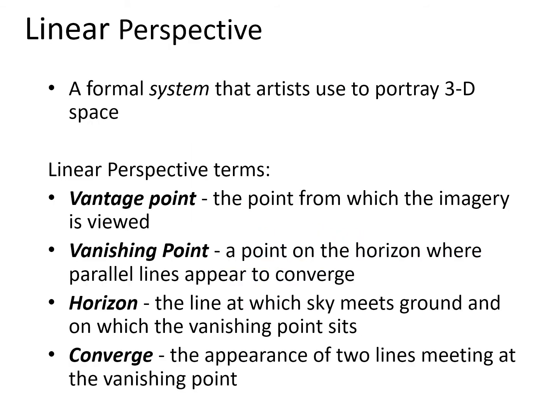Linear perspective is a system. It was developed in the early Renaissance, primarily in the 14th century, and it's a means of organizing imagery on a two-dimensional plane in order to suggest three-dimensional space. The following four terms are all components of linear perspective, and they will be explained as we get to them.